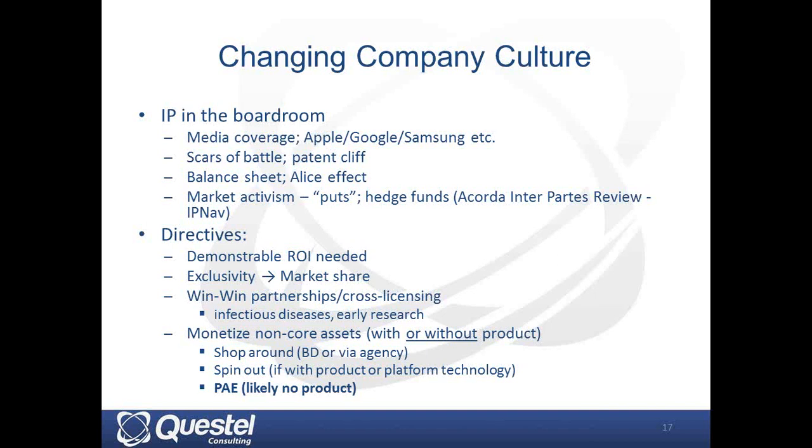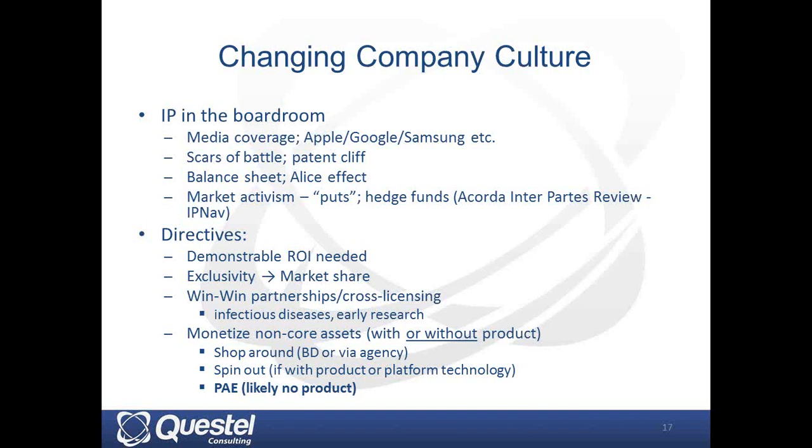So moving on to the second market aspect that I wanted to touch on, and that's really IP within companies and in the boardroom in particular. We're starting to see within most, if not all, companies a real emphasis on utilizing IP to leverage business activity. The reasons: there's been a huge amount of media coverage around IP in the last few years. The Apple, Google, Samsung, Motorola battles have been, if not front page, page 2 news.